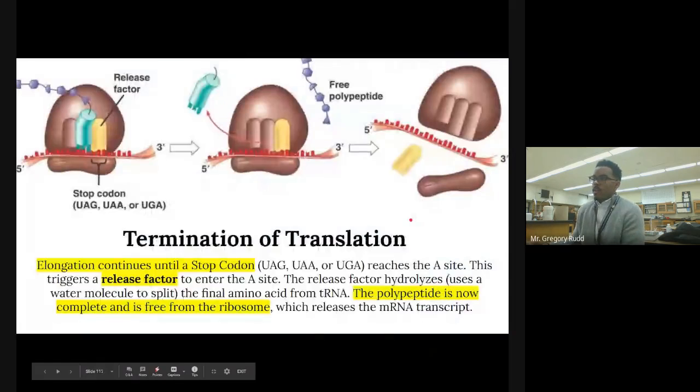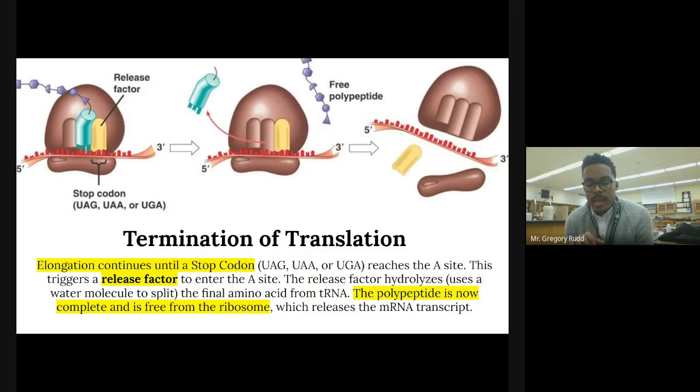All right. So essentially, that's what I wanted to go over today. One more thing that I want to mention is that as this polypeptide is released, it becomes the primary shape of a protein. Do you remember anything about what that means? Primary, secondary structure, tertiary, quaternary structure. Do you remember that at all?